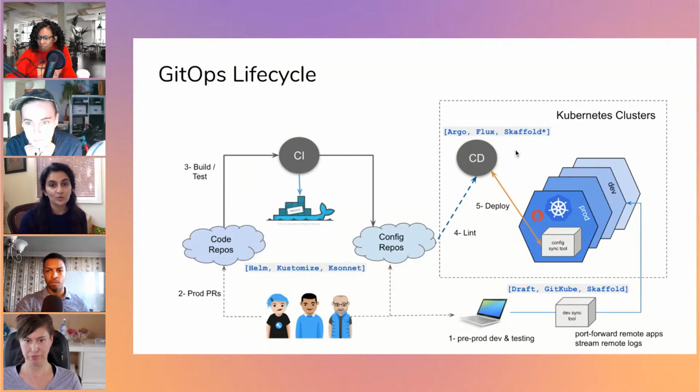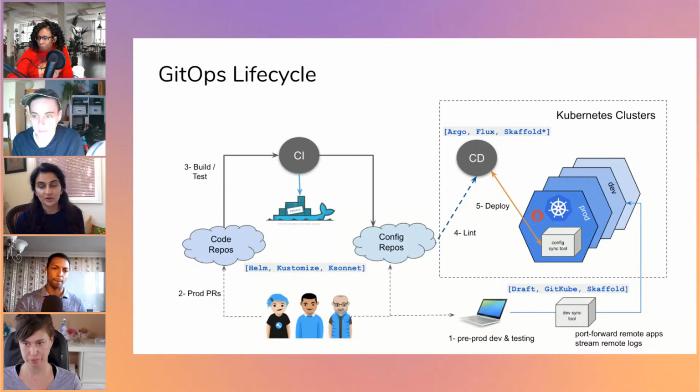And I also have the tools defined on top of each stage, which could possibly be used there. So basically, starting with step 1, developers do their pre-prod dev and testing on their local laptops. And then they use image building or app development tools to build that source code into containerized applications running either directly on their laptop or even in remote dev test clusters.